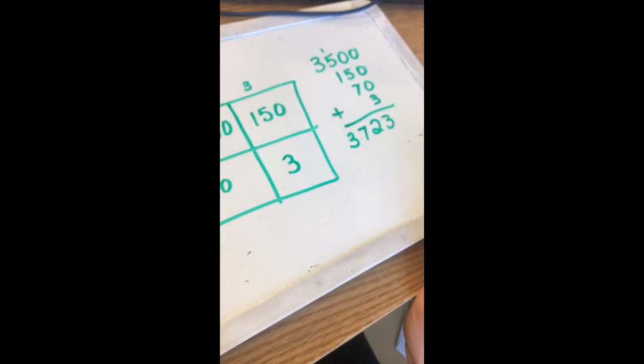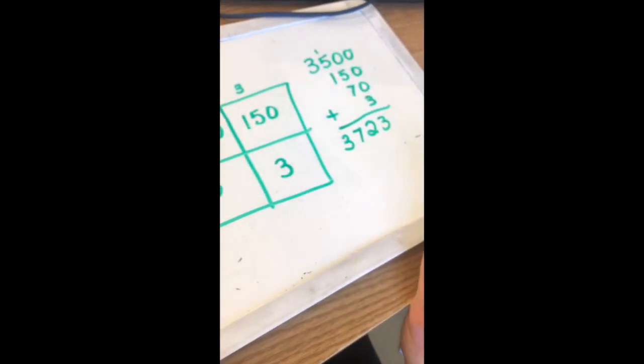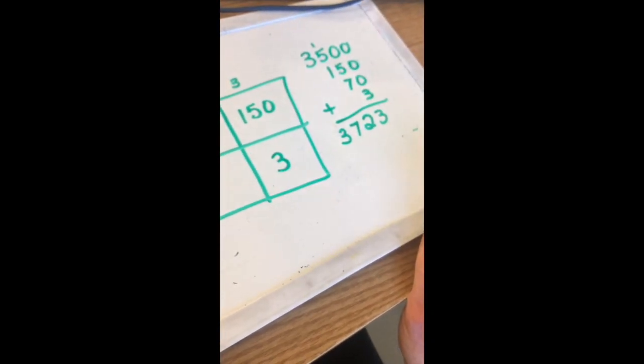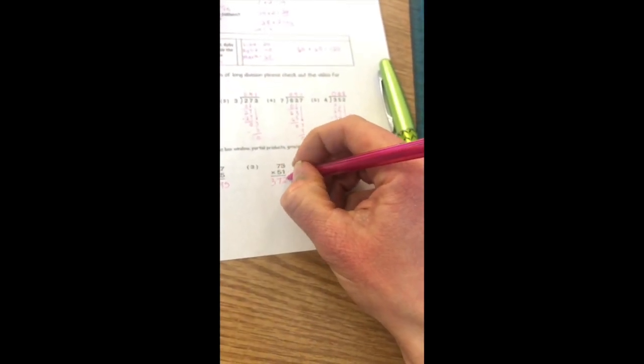So my product, my answer for 73 times 51 is 3,723. So I'm going to go and write that. 3,723. All right, we're done our multiplication. We're going to move on to the next page. Just having issues with it focusing, going back and forth. So I'm going to focus on my next page, which I have right here.